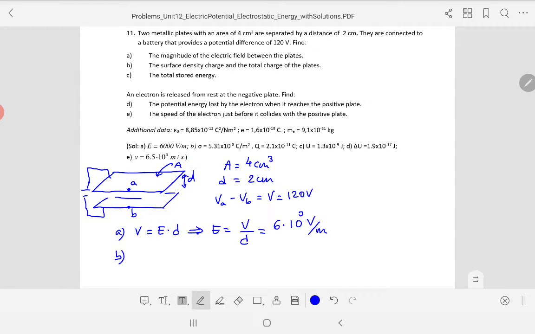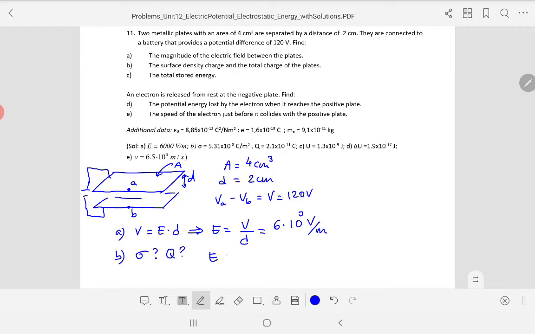In B, they want us to calculate the surface charge density and the total charge of the plates. This is sigma and Q. Okay, so for sigma, we know that there is a relationship between the electric field between the plates and the surface charge density. If you don't remember, you can go back to the slides or the explanation, or you can also apply Gauss's law, remembering that there is no electric field outside of the plate, so there is only the electric field inside.